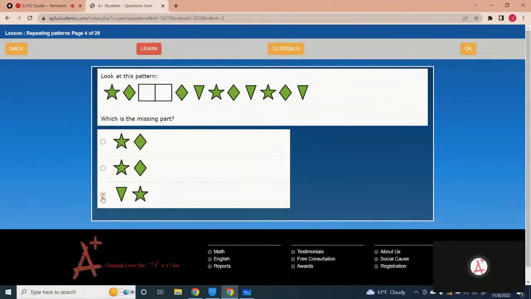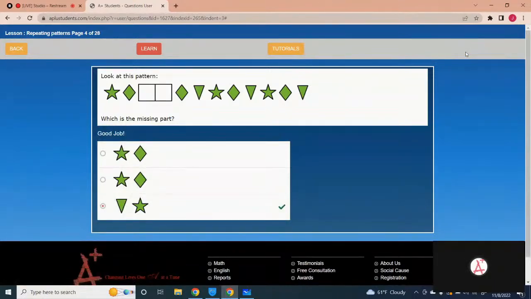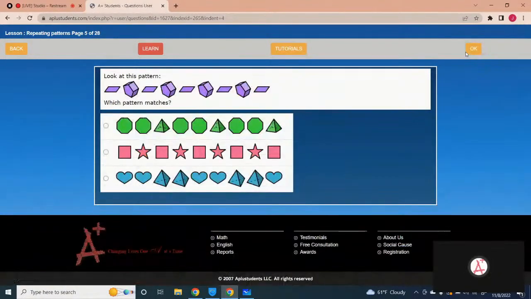Select the correct option and then click on the OK button. Got it? If you have any confusion, please write the question. Otherwise, I'll keep moving.